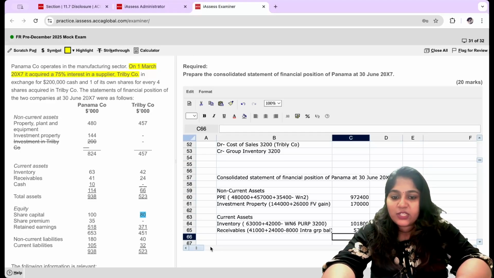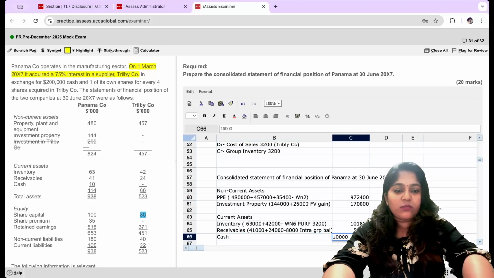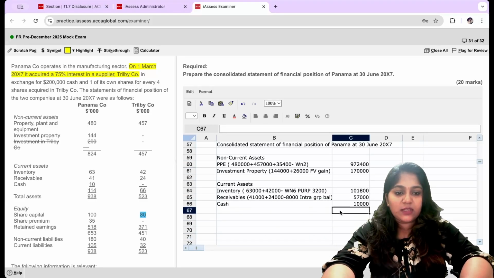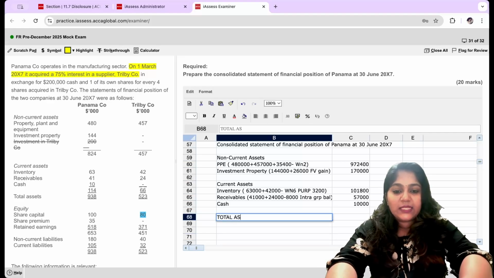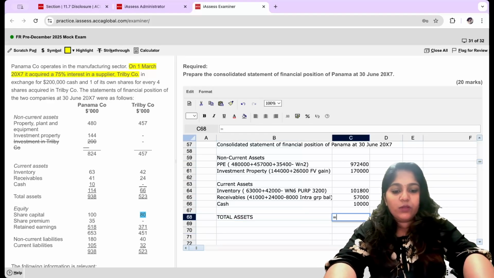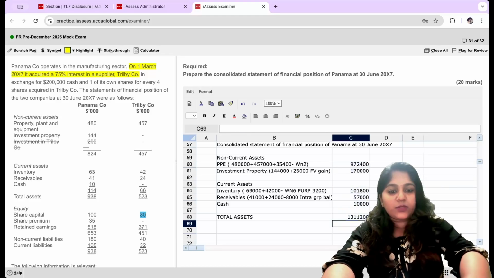Then if I go to cash, I think only the parent company has cash. You can directly write 10,000. More than this, I don't think any other assets are there. What are my total assets that you can expect to have? My total assets will be the sum of all of this.